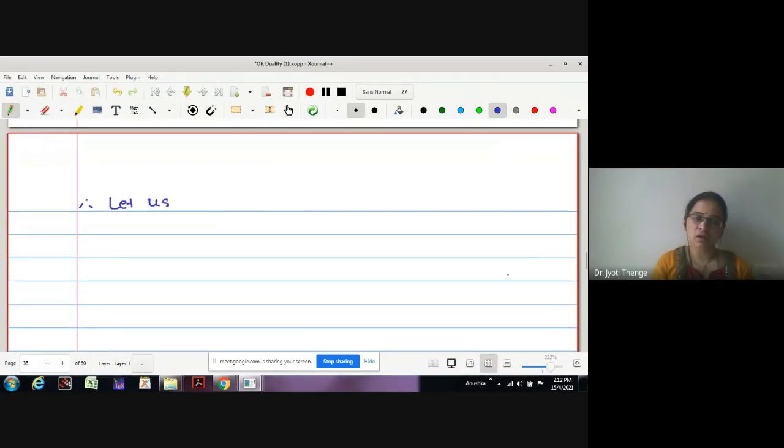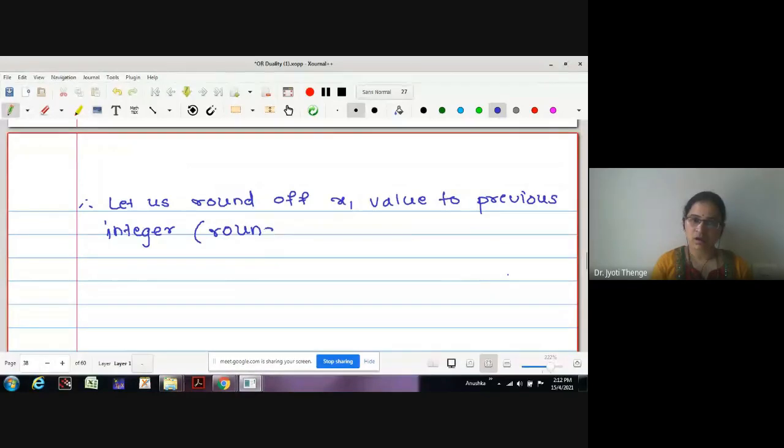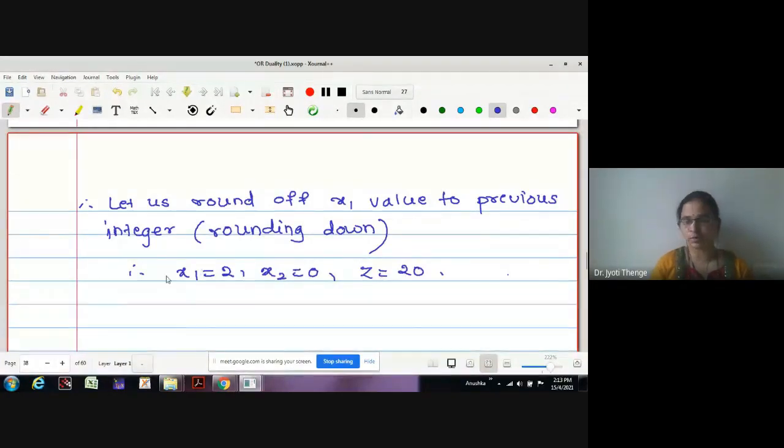Let us round off the value of x1 to the previous integer, correct? What is it called? Rounding down. Okay, then if I round the value to the previous integer, what is the value of x1 then? 2, x2 is 0, and what is z? 20. Correct? Now 10x1 is the objective function.